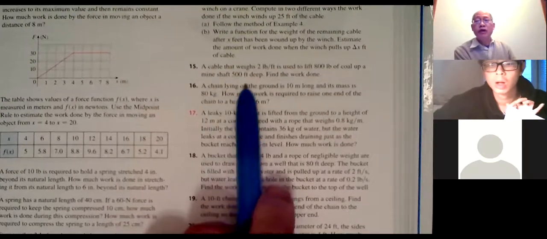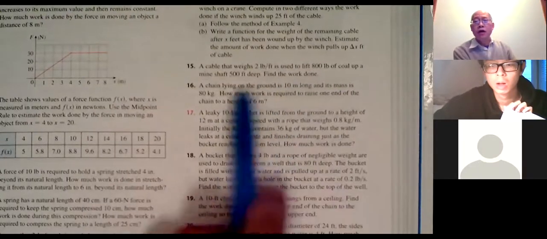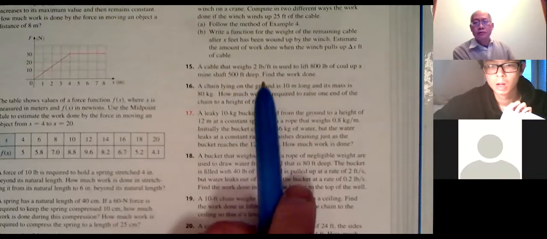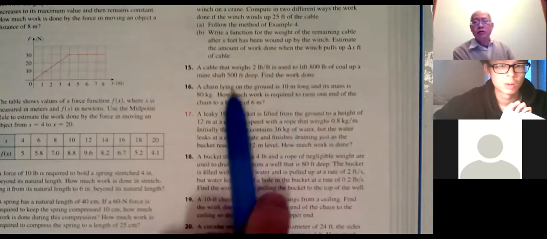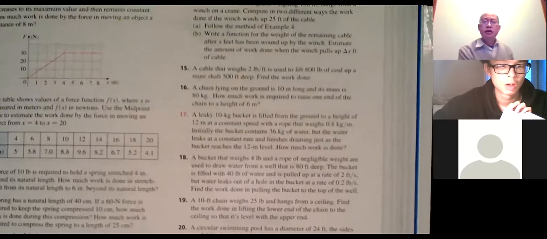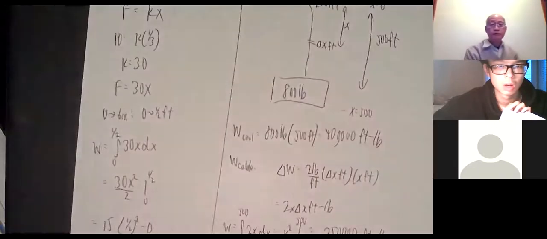Okay, a cable that weighs 2 pounds per foot is used to lift 800 pounds of coal up a mine shaft 500 feet deep. Find the work done. So you have a cable that's 2 pounds per foot, 800 pounds of coal, 500 feet deep. Find the work. Is that metric or English? I see pounds and feet, so it's English. All right, so I've got a picture of the situation here.